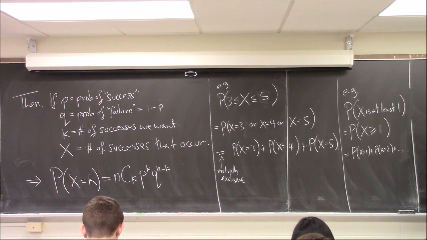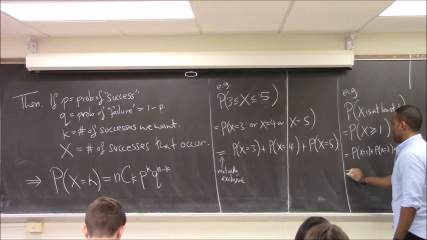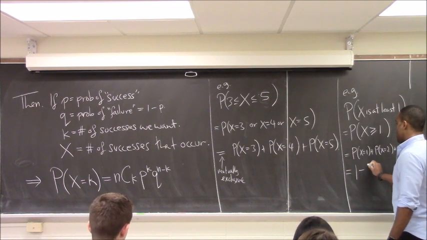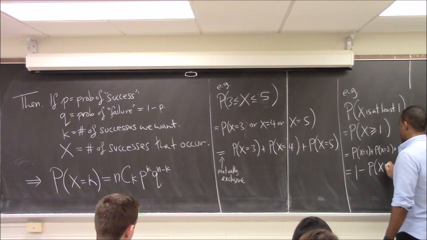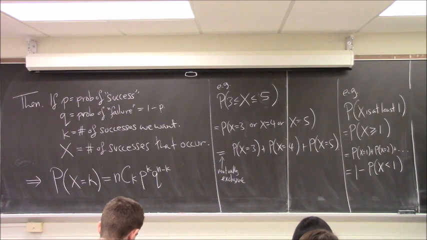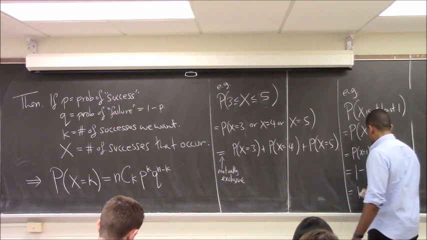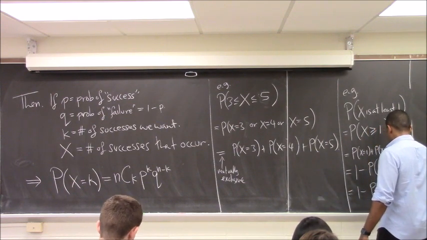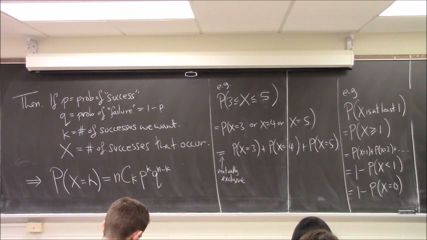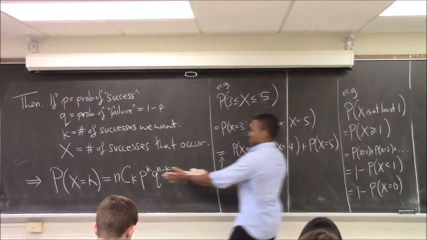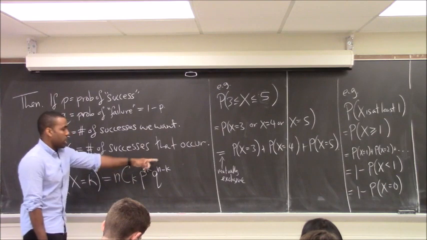So rather what you want to do is you want to do the complement. Just think of it as 1 minus the probability that X is less than 1, which now is literally only one situation. It must be 0. And you can use this formula to figure that out. Just put in 0 for K.